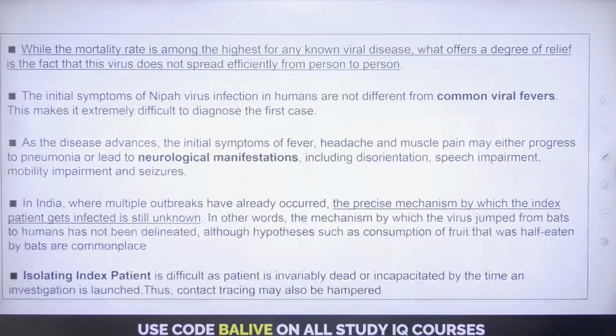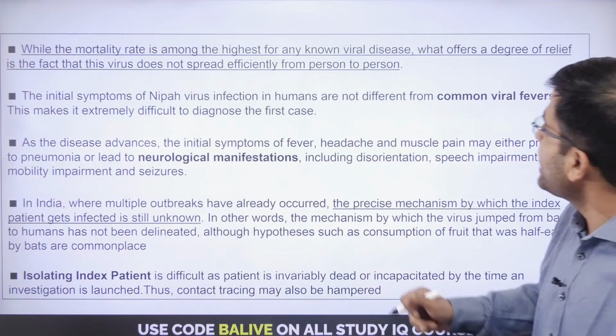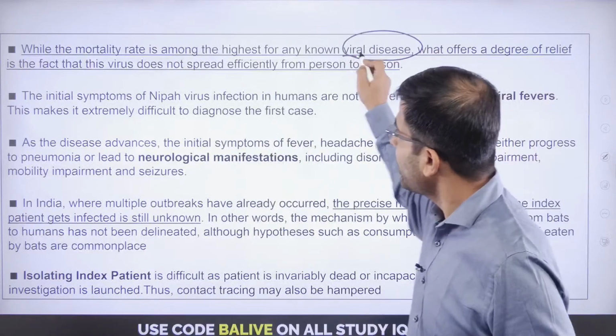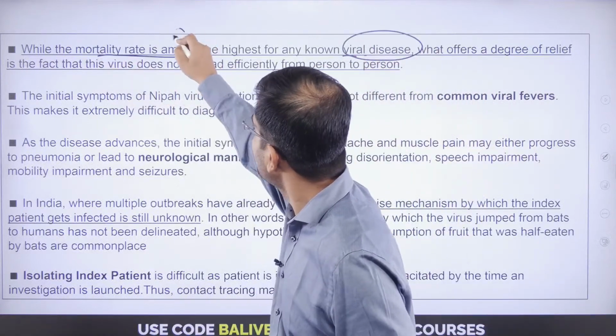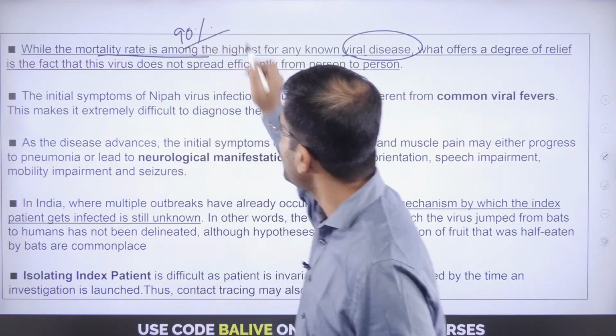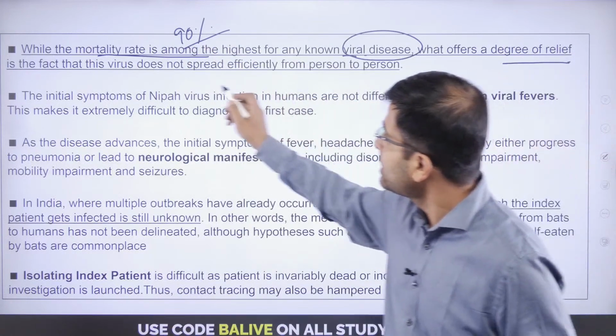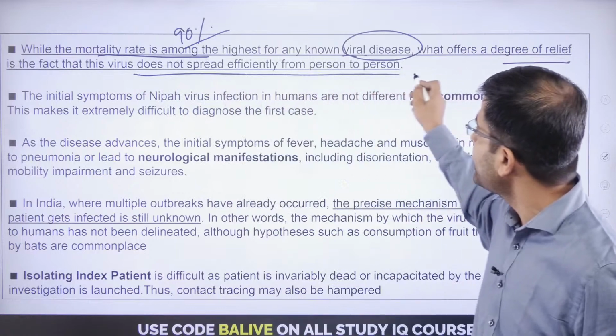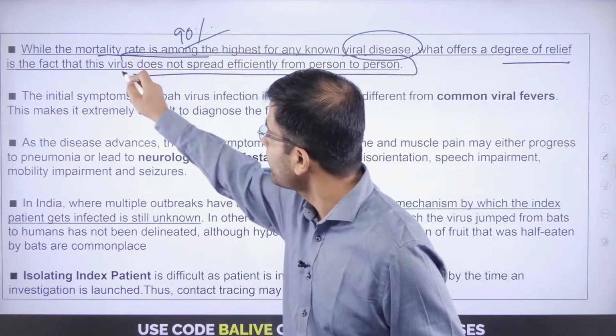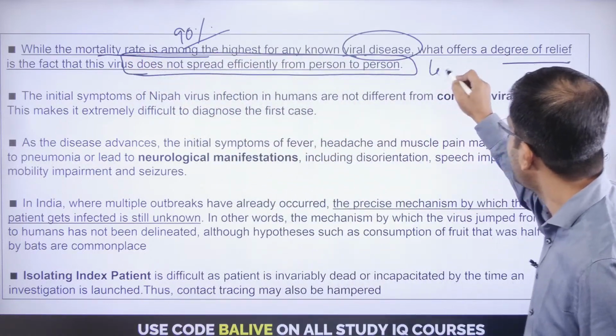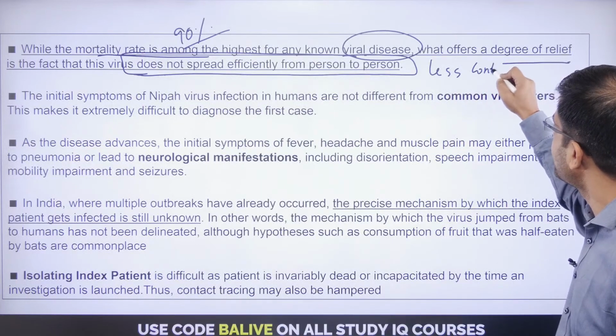So now, let's understand exactly what I am talking about here. First, while the mortality rate is the highest for any known viral disease, close to 90%, what's important is that the virus does not spread efficiently from person to person. This is why you find that it is less contagious.